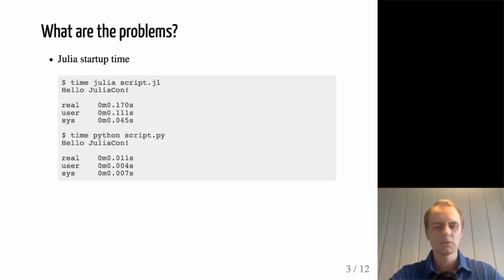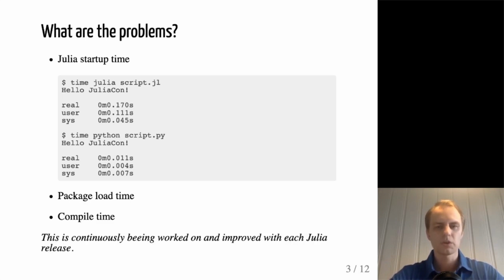The second thing I want to point out is package load time. I'm sure many of you have noticed that some packages take a while to load the first time you use them. And the third one is compile time. Since Julia is a just-in-time compiled language, we usually have to compile the functions before we run them. All of these things contribute to what I would refer to as a problem with scripting. But it's worth noting that all of these things are being continuously worked on and improved with each Julia release.